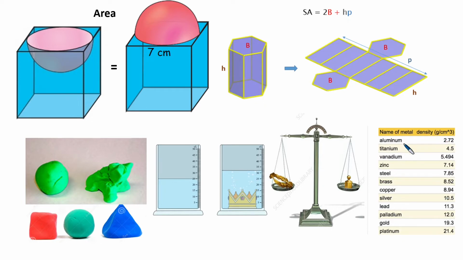And here you see the density of different metals: aluminum, titanium. As you go to gold, this is very high density, and platinum has the highest density. So for the same volume, platinum will have more mass, but aluminum will be very light. Aluminum is generally light. Take the same volume of aluminum and the same volume of gold, and gold will be very heavy.